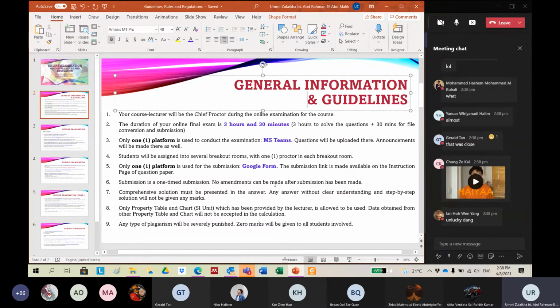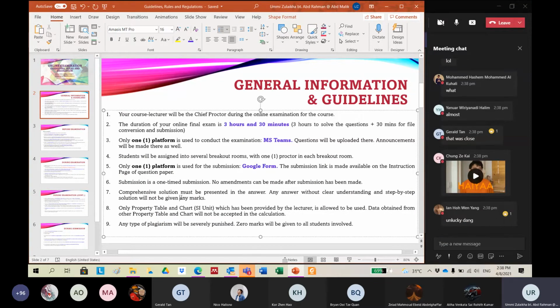I will explain the submission part later on. This one is also important, and I think it has already been explained many times before. A comprehensive solution must be presented. Any answer without clear understanding and step-by-step solution will not be given any marks. This statement is available in your instruction page, but I think not many of you read the instruction page. Therefore, many of you still don't know how to prepare a proper answer.